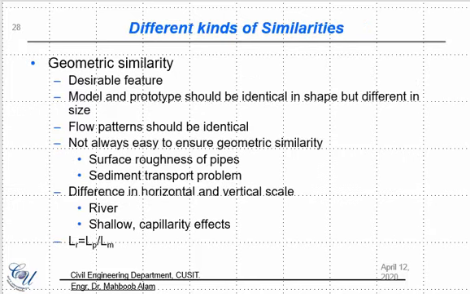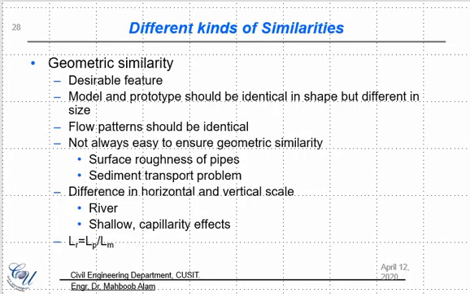These things are done by ensuring different kinds of similarities. The first similarity is the geometric similarity. It is a desirable feature that has to be present in the model. The geometric similarity basically means that both the model and prototype should be identical in shape. They can be different in size, but their shape should be identical.